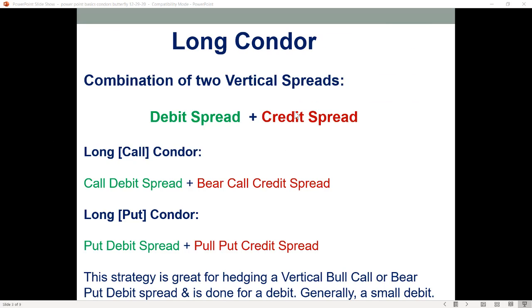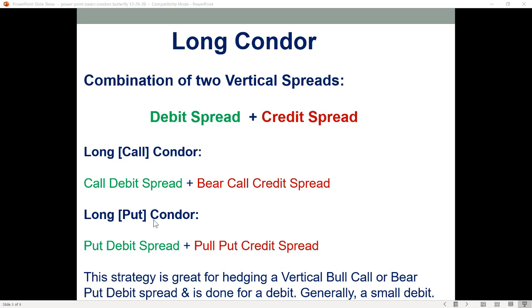So here's the big difference. A long condor is the combination of two vertical spreads. What it's doing is combining a debit spread with a credit spread. So that's the big difference. A long condor, you could be long a call debit spread, and then against that, short a call credit spread. So a long call condor would be long a call debit spread, short a bear call credit spread.